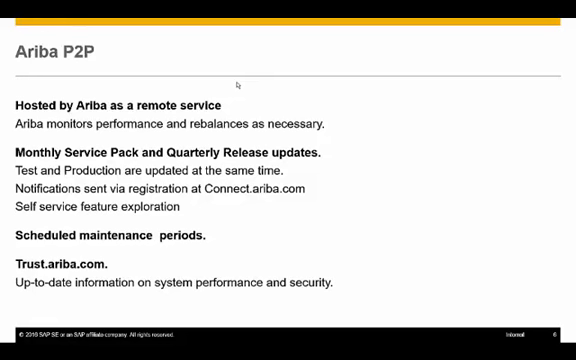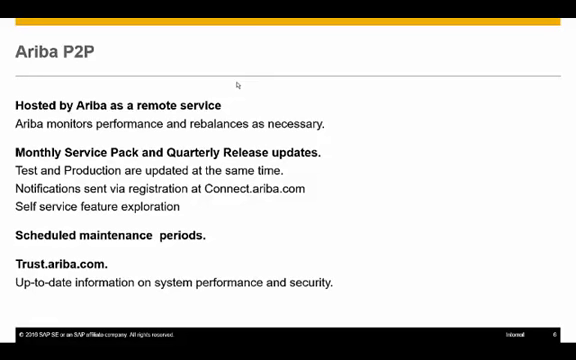The test and the production side, we will talk about the test and production side. They are updated at the same time. So if a new service pack is released or a new quarterly release update is being performed, then both your test site and the production site will be updated together. Notifications are sent very well in advance to the support personnel that have registered on connect.ariba.com. We also have this self-service feature exploration, which means that any new upcoming features can be explored beforehand so that you get an idea of what you are going to achieve by using the new feature.